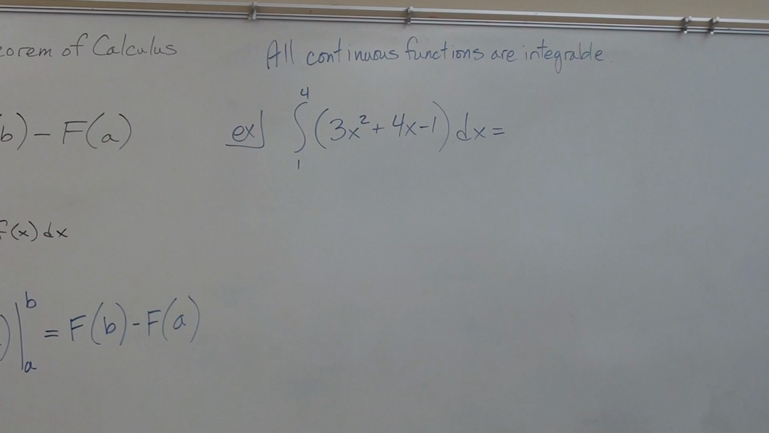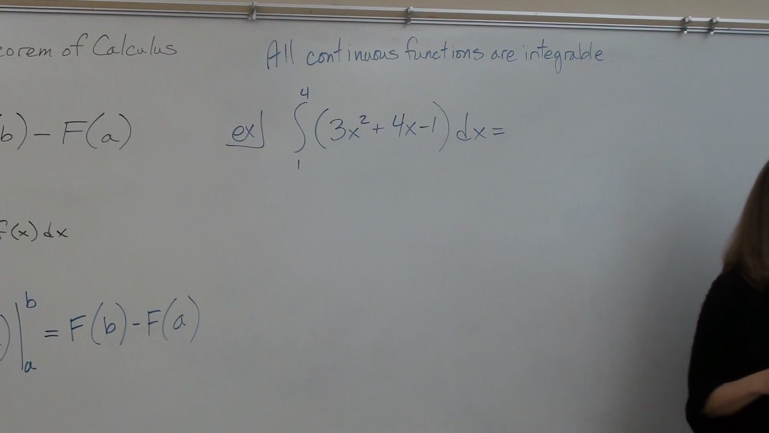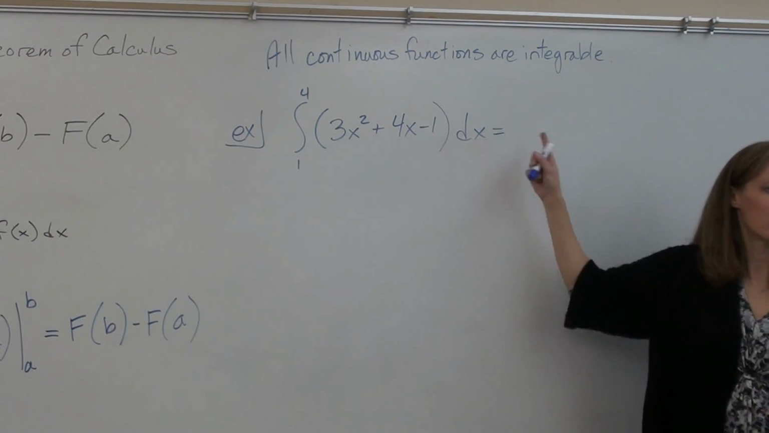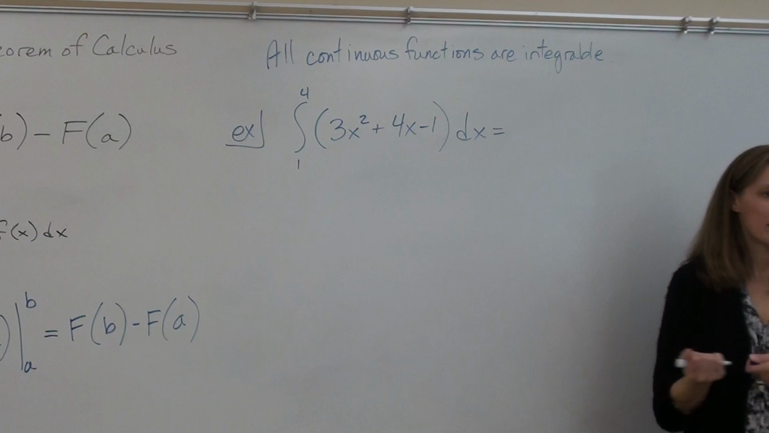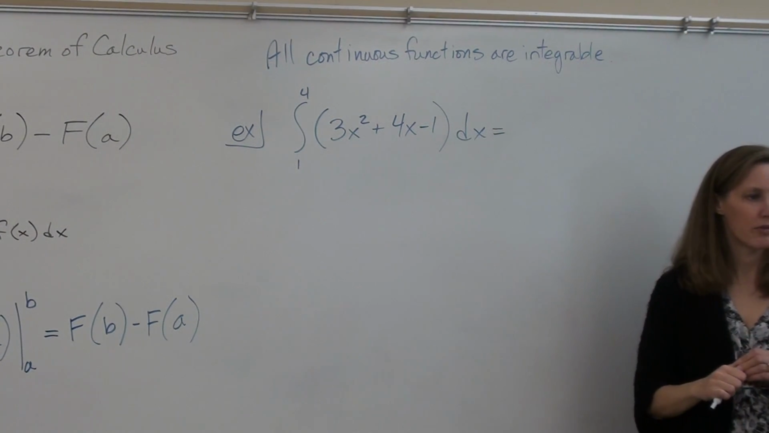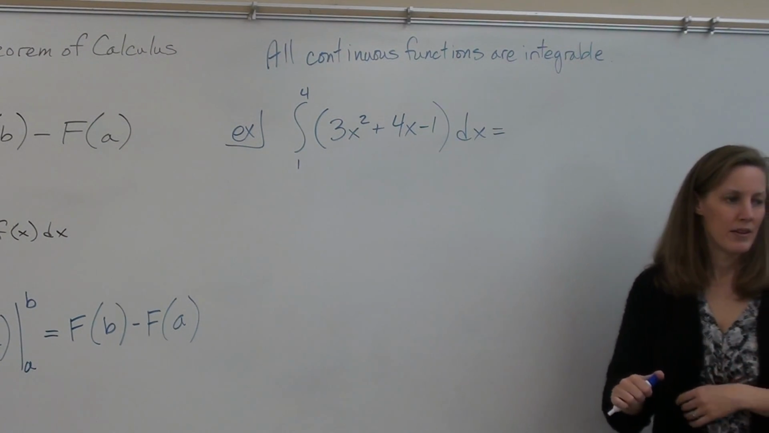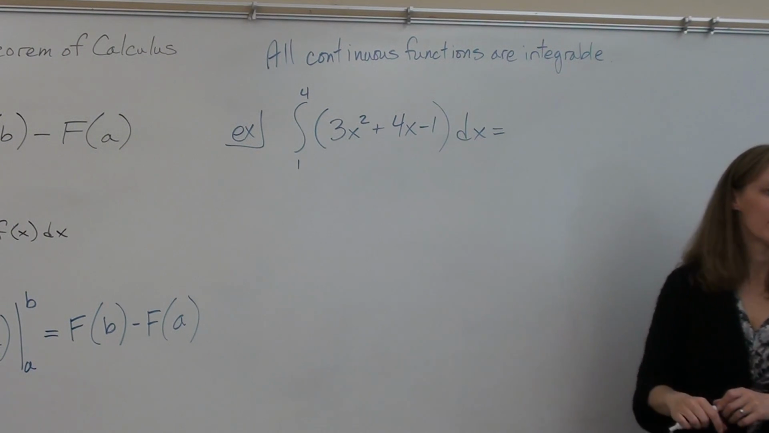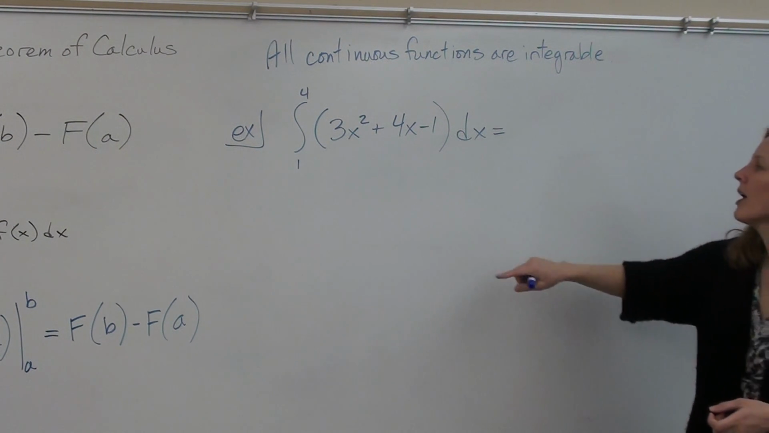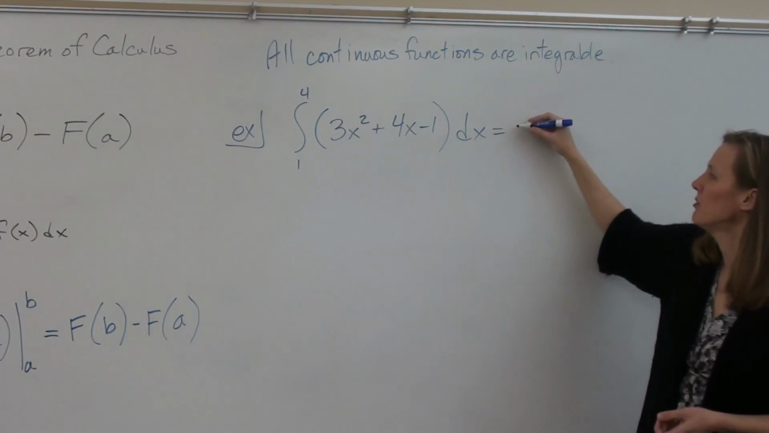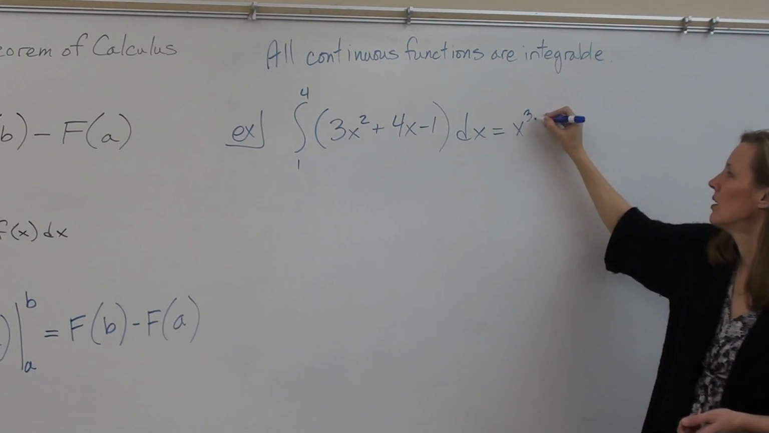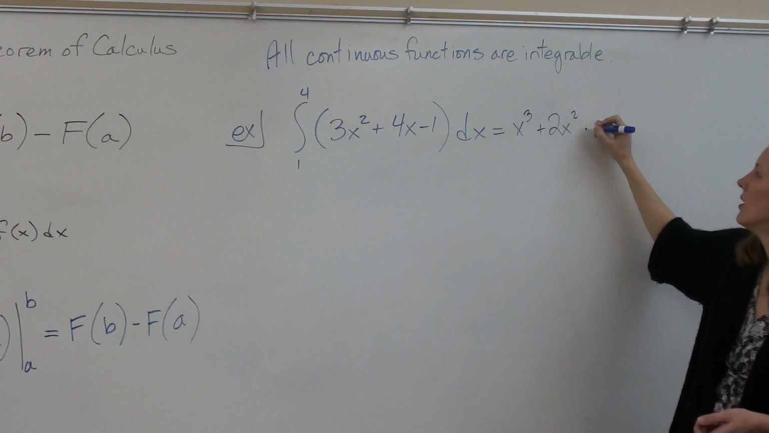You have to use the power rule, one over n plus 1 times x to the n plus 1. We're just finding the antiderivative of this. The power rule is the rule you use to find the antiderivative. All right, so tell me the antiderivative. X cubed plus 2x squared minus x plus c.